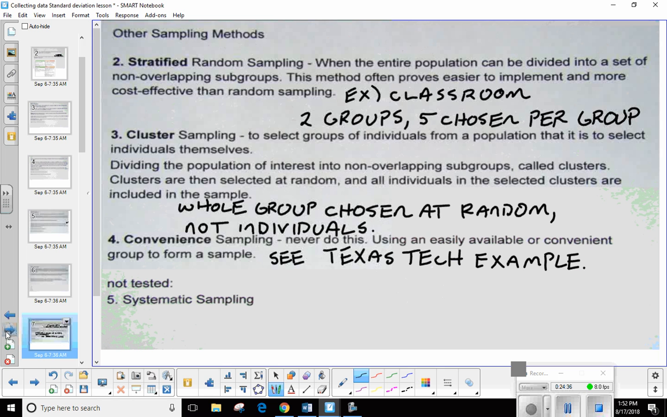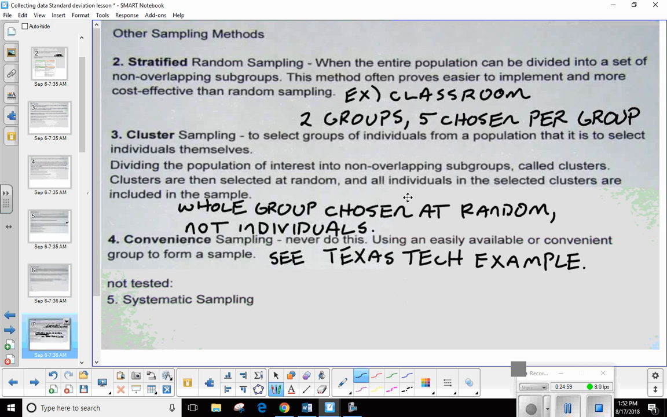Cluster sampling. To select groups of individuals from a population, that is, not to select individuals themselves, you divide the population of interest into non-overlapping subgroups called clusters. Clusters are then selected at random, so the groups themselves, and all individuals in the selected clusters are included. So the whole groups are chosen here. That's what's chosen at random, not the individual people.